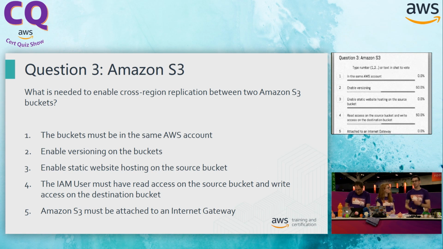3, enable static website hosting. Not really related to what we're doing here, right? Hosting the content is not going to be related to replicating it out. So we can cross that one out. Safe to skip that one. 4, the IAM user must have read access on the source bucket and write on the destination. IAM's not involved. While we need IAM permissions to set this up, that's not related to ongoing replication of our content. Sure. Finally, the last one, S3 must be attached to an internet gateway. Those are separate services, right? Our VPC, our internet gateway, has nothing to do with our S3 content.